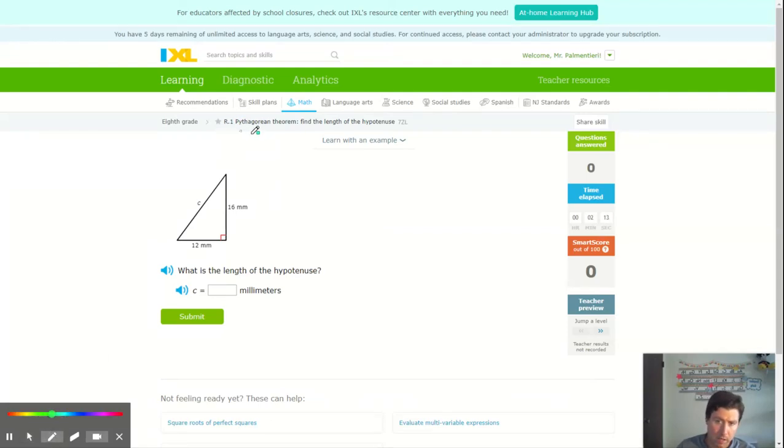This is R1, Pythagorean theorem, find the hypotenuse. And remember from Khan Academy and from watching different videos I have, that the hypotenuse is the longest side of the triangle. And that the formula for Pythagorean theorem is a squared plus b squared equals c squared.